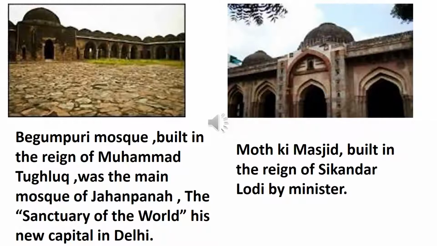This Begampuri mosque was built during the reign of Muhammad Tughlaq, and was a mosque of Jahanpanah, the sanctuary of the world, a new capital in Delhi. That time he built the mosque. Then Moth Masjid was built during the reign of Sikandar Lodi by his minister. So you can find why these Muslims wanted to give importance to the mosque. We will see all these things in the next clipping.